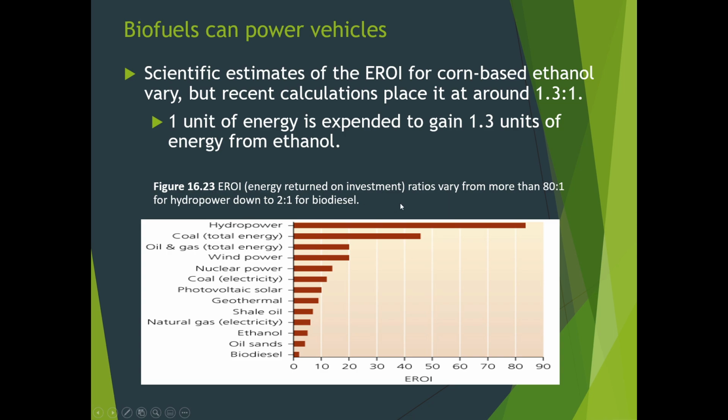Okay. So here are the various ratios, from 80 to 1. Okay, so ethanol's right here. All right, and it depends on what plant you're using. Oil sands, so it's already beaten oil sands. So we're already beating Canada. All right, and biodiesel is way down here. Okay, and you can see the hydropower, of course, is number 1.